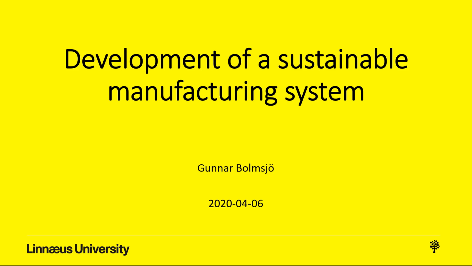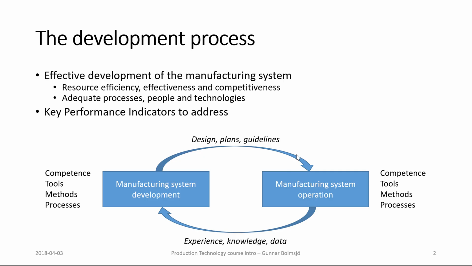Development of a sustainable manufacturing system. And this part relates to chapter 4 in the textbook Sustainable Manufacturing, and I will bring up some key points addressed relating to this part. And the first is related to the development process of manufacturing systems for sustainable operation.